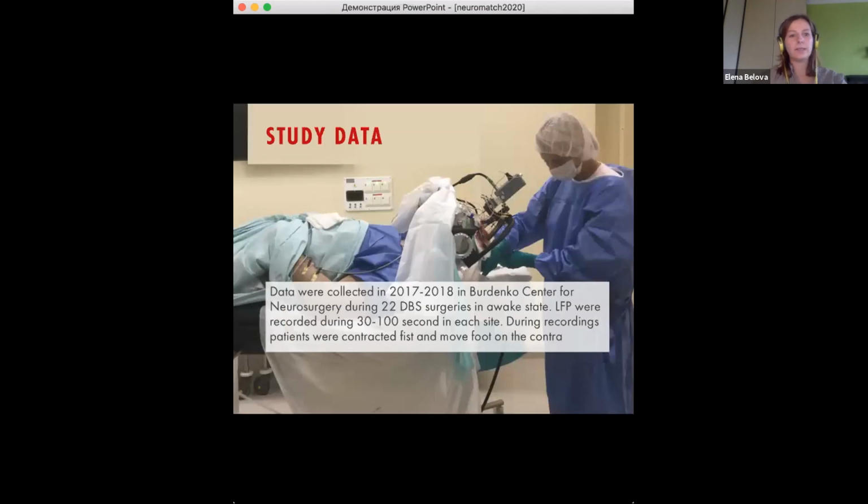So we collected the data in 2017, 2018 in Burdenko Center for Neurosurgery during 22 DBS surgeries in Parkinsonian patients in the subthalamic nucleus. And during recording, patients were asked to contract the fist and move the foot on the contralateral side of the body. There were in total 116 LFP recordings that contain rest condition and fist contraction. And 48 recordings from this set also contained leg task condition.